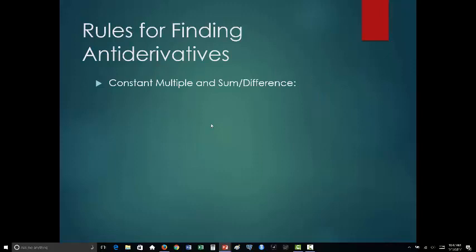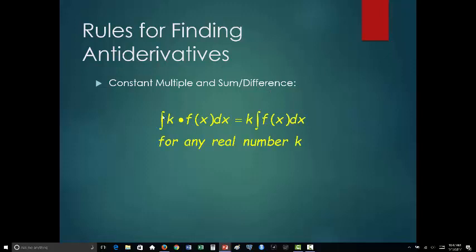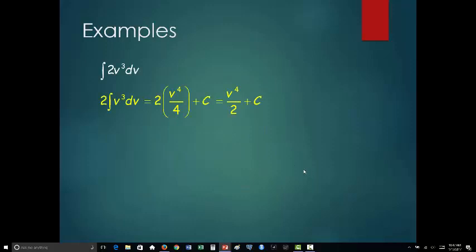All right, let's do some more advanced rules. Let's do the constant multiple rule and the sum and difference rules. Start with the constant rule. If you have a constant times a function of x, you can just factor out the constant and integrate f of x. You can do this for any real number. And then for the sum and difference, if you have two functions being added or subtracted, you can just do their integrals separately. All right, let's do a couple examples. Let's start with this one.